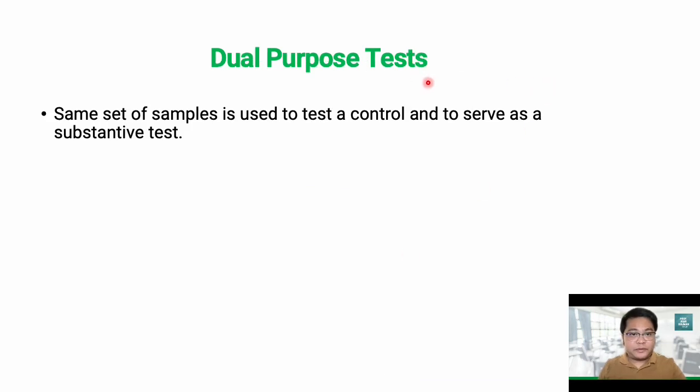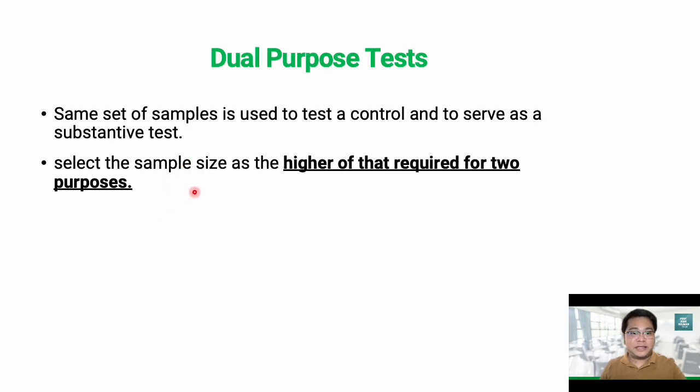Another is the dual purpose test. We have discussed this in our previous topic on substantive testing and audit documentation. This is a test which is used on both test of control and substantive test. When we perform a dual purpose test, we can use the same set of sample used to test a control and to serve as a substantive test. However, we select the sample size. The sample size is the number of documents or sampling units that we have to test, as the higher of that required for the two purposes.